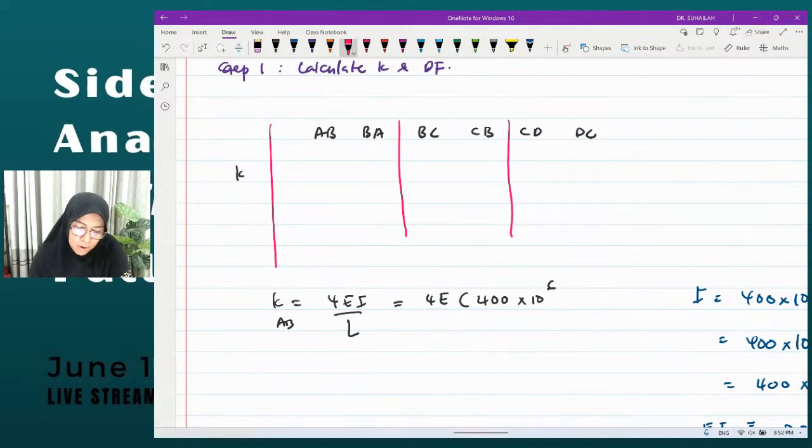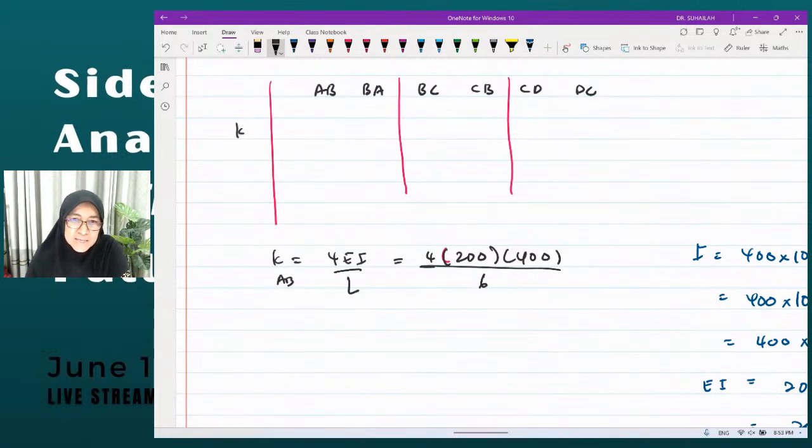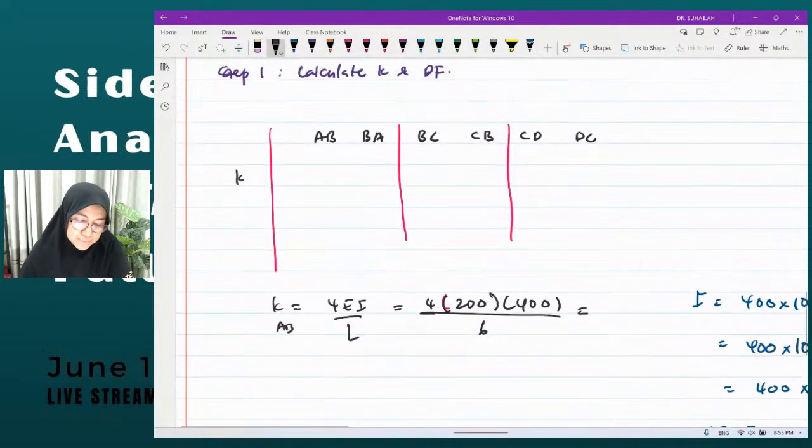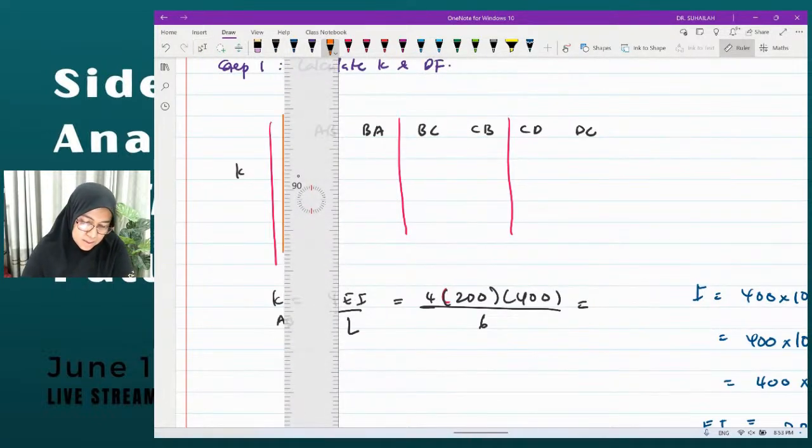So for this value we put 4 times 200, E, and I is 400, so EI. 4EI divided by L, where L is 6 meter. 4 times 200 times 400 divided by 6. 4EI over L for member AB. Please calculate the answer for me.